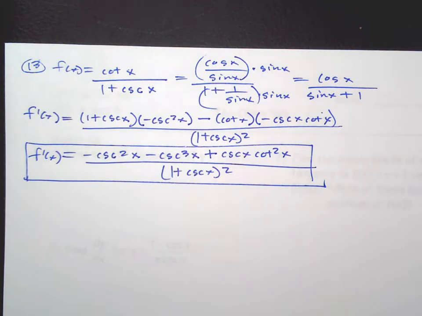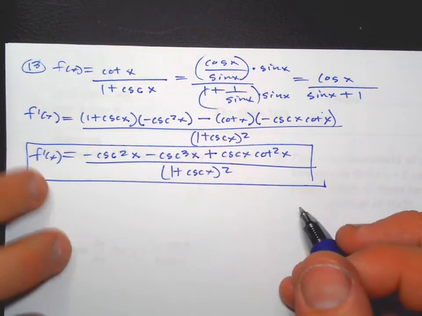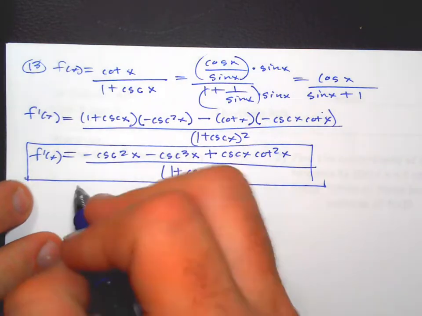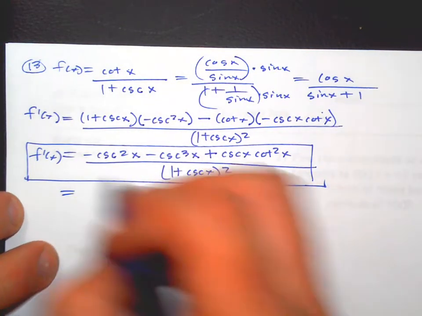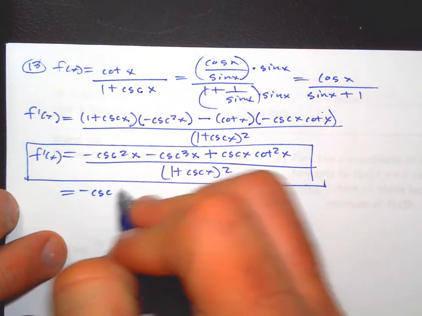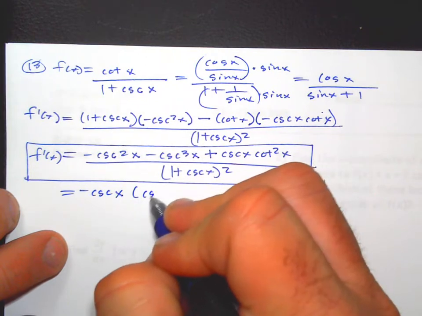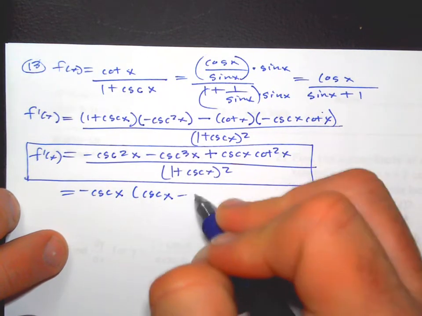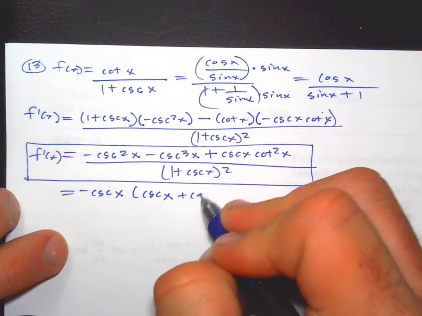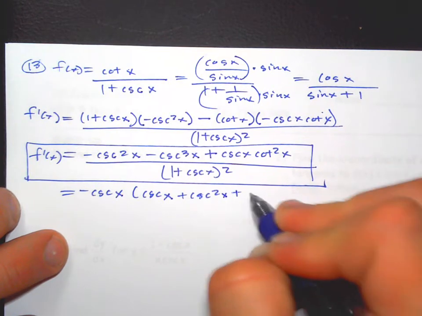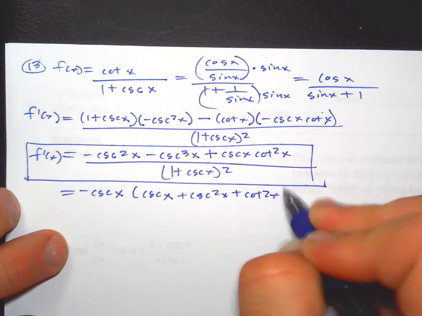The back of the book doesn't have it like that because they went ahead and simplified it a little more, because there's another trig identity. You could factor out a negative cosecant x out of everything on top, and then you have cosecant x plus cosecant squared x plus cotangent squared x.